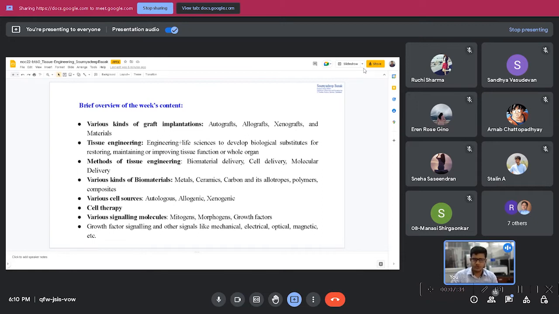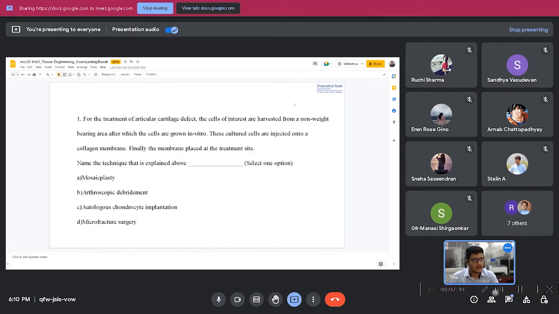So keeping that in mind, I wish to go to the first question and we'll see how the question is addressed, and along with that, if I can address some other information related to that question. Okay. So the question says, for the treatment of articular cartilage defect, the cells of interest are harvested from a non-weight bearing area, after which the cells are grown in vitro. Then these cultured cells are injected onto a collagen membrane, and finally the membrane is placed at the treatment site. So note the events, okay?